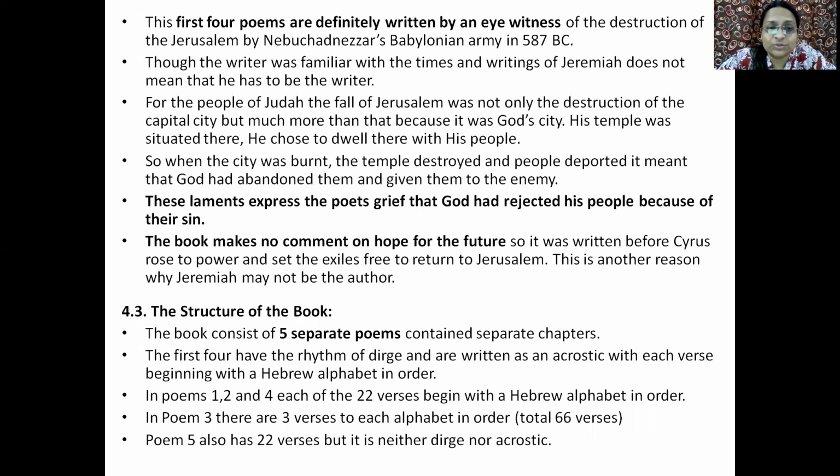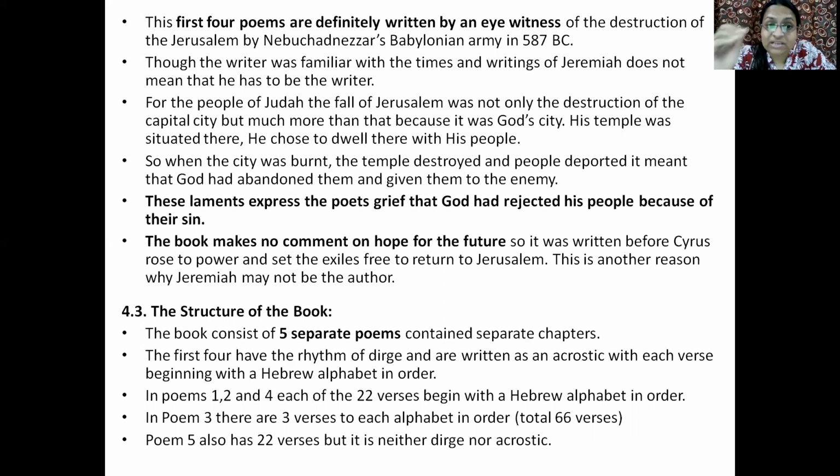So for the people of Judah, the fall of Jerusalem was not only the destruction of the capital city, but it was much more, because it was a city of God. Okay, Jerusalem was the city of God where God dwelt. His temple was situated over there, and he chose to dwell among his people in the city of Jerusalem. So the destruction of the city of Jerusalem simply means that the presence of God has gone. The presence of God has gone. That's what it simply meant for them.